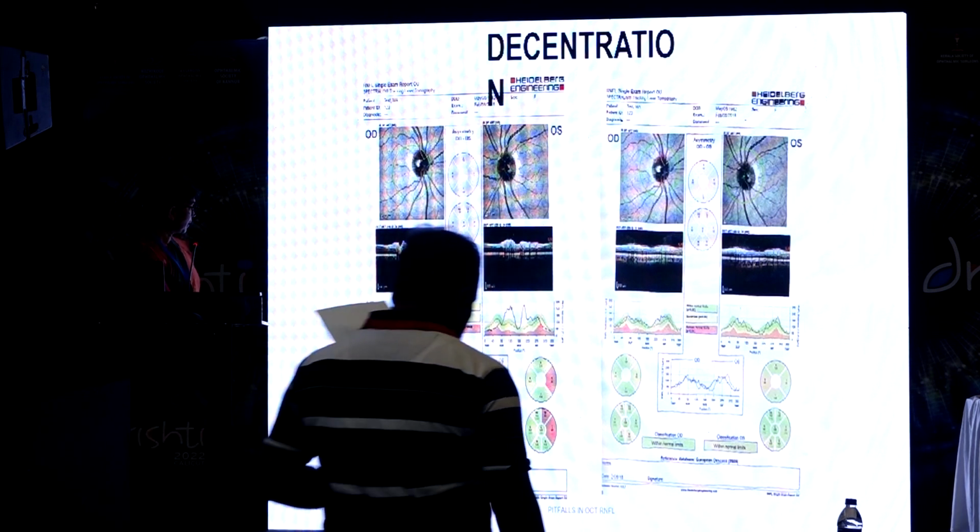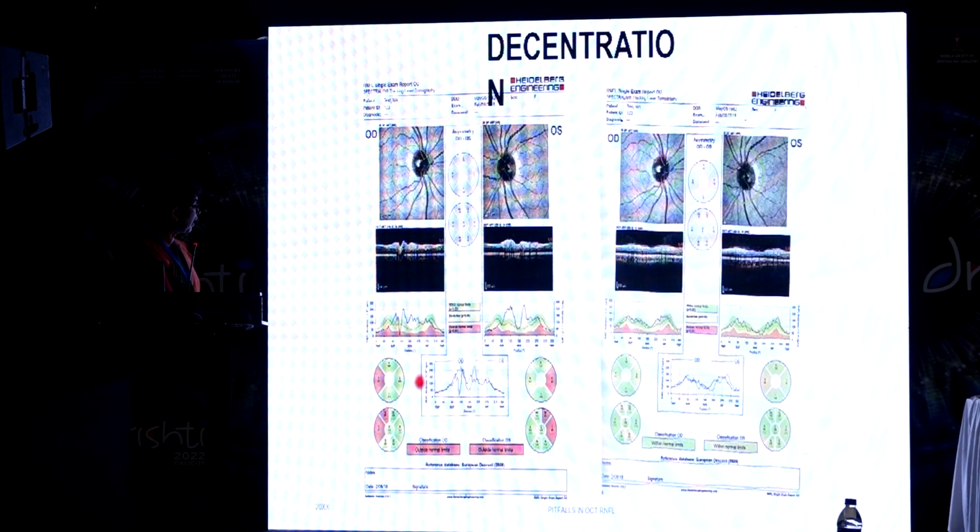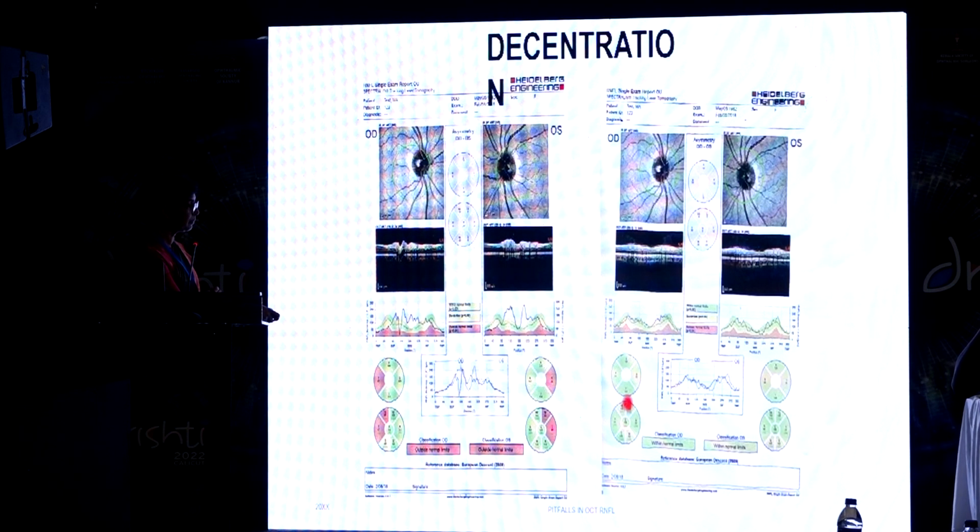When this happens, you can see in the distance profile that the thickness and the contour both are abnormal, leading to red and yellow areas in the pie chart. However, when this is corrected, when the center of the RNFL measurement circle and the disc coincide, you will see that the contour has now become normal, thickness has now become normal, and the pie charts have also become green.